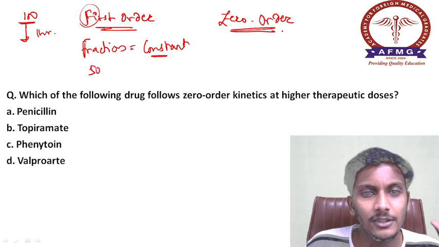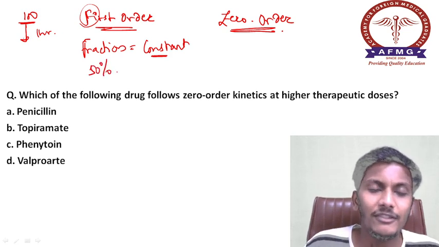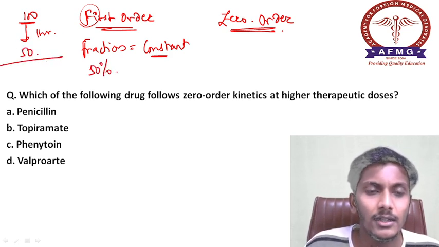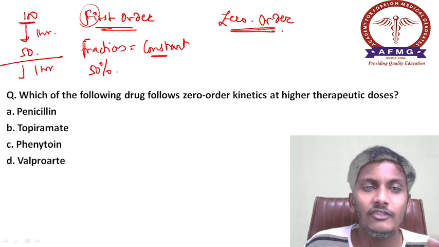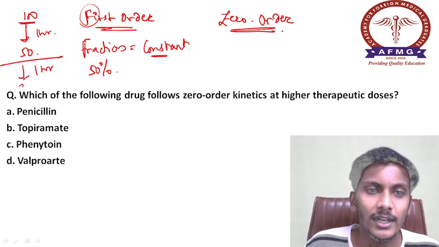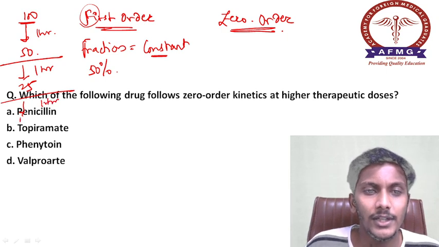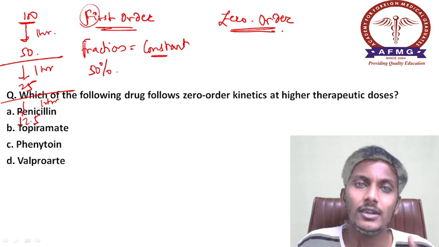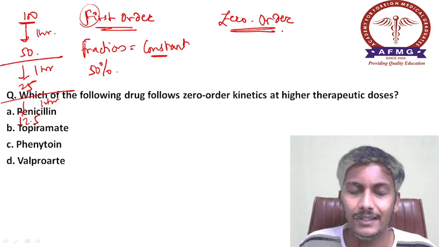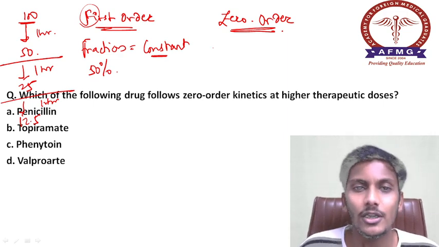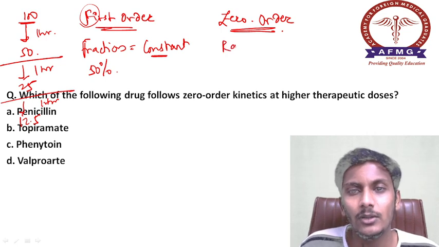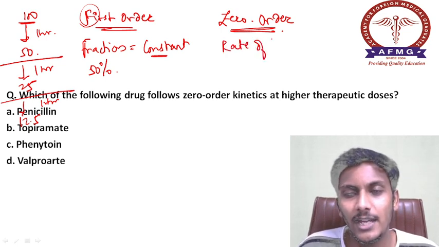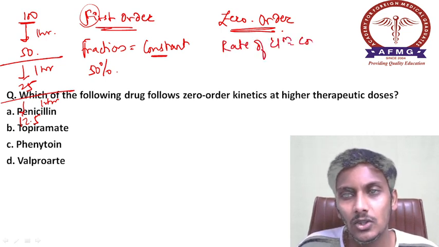Suppose 50% of this would be eliminated, meaning after 1 hour there would be 50 units. Again after 1 hour, 50% of 50 is 25. Then after 1 hour there would be only 12.5. So like this, the fraction which is eliminated is constant in cases of first order kinetics, whereas in cases of zero order kinetics, the rate of elimination would be constant.